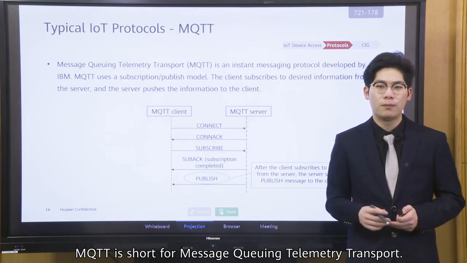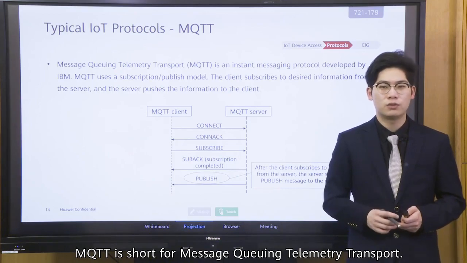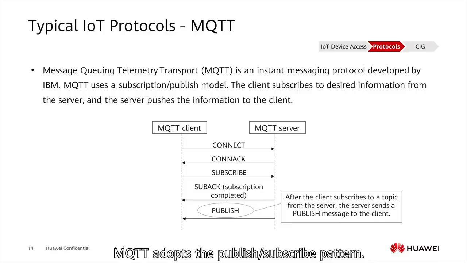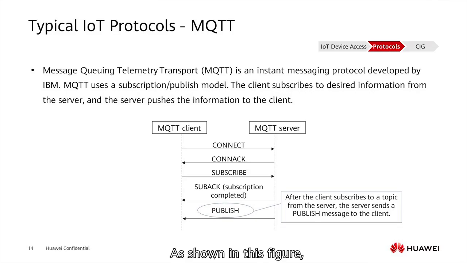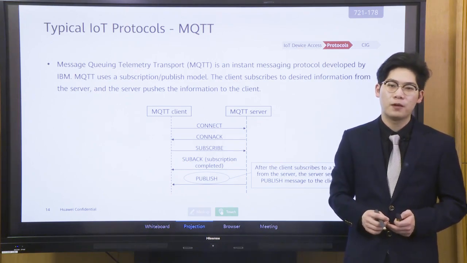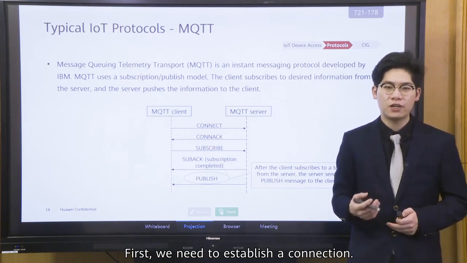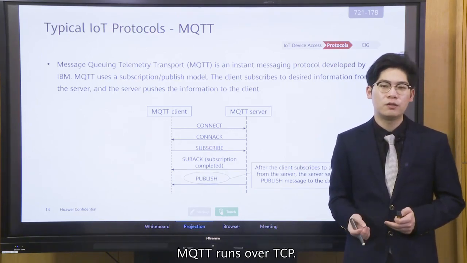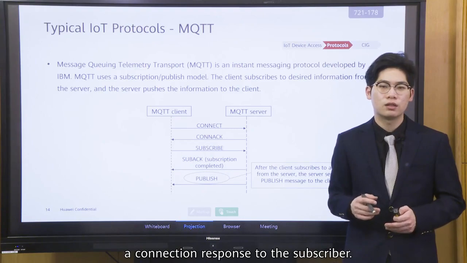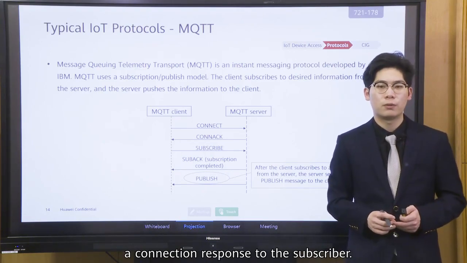MQTT is short for Message Queuing Telemetry Transport. It is an instant messaging protocol. MQTT adopts the publish and subscribe pattern. As shown in the figure, the client is a subscriber and the server is a publisher. The figure shows the MQTT working process. First, we need to establish a connection. MQTT runs over TCP. Therefore, when a connection is established, the publisher returns a connection response to the subscriber.